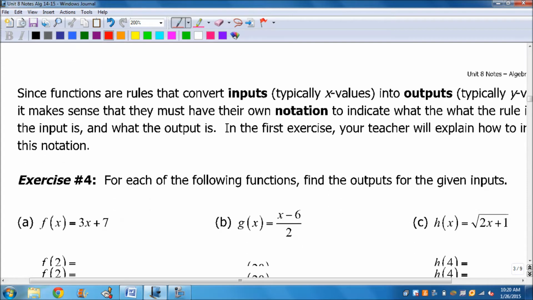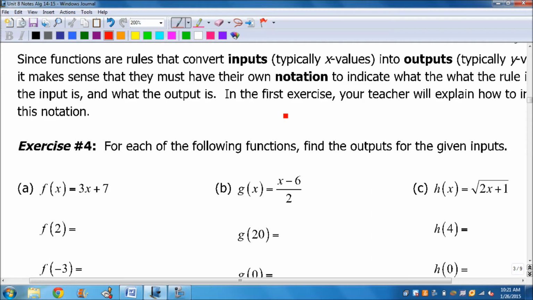So exercise number 4. For each of the following functions, find the outputs for the given inputs. So in question A, it says f of x equals 3x plus 7. I want you guys to write down that this means f of x. And hopefully you were able to conclude that f would stand for function. So we have some function of x, which is equal to 3x plus 7. Now you just need to understand this is the same thing as y equals 3x plus 7, where x is your input and y is your output. But this time we're going to say that x is our input and f of x is our output, okay?